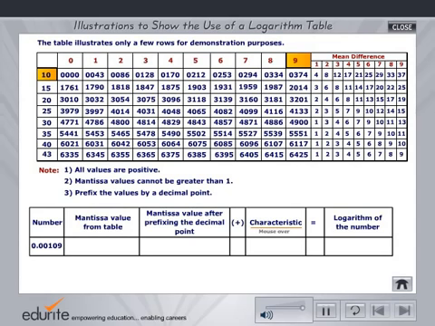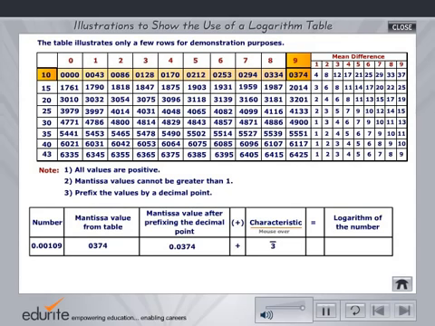In this case, since the initial two digits are 0, ignore them and mark for the next digits, that is for 10 and 9, and note down the corresponding values from the table as we did for the previous illustration. So, after prefixing the decimal point, the Mantissa value is equal to 0.0374.